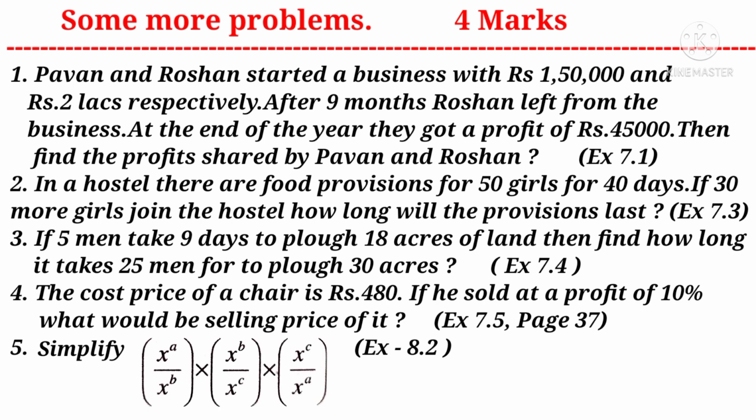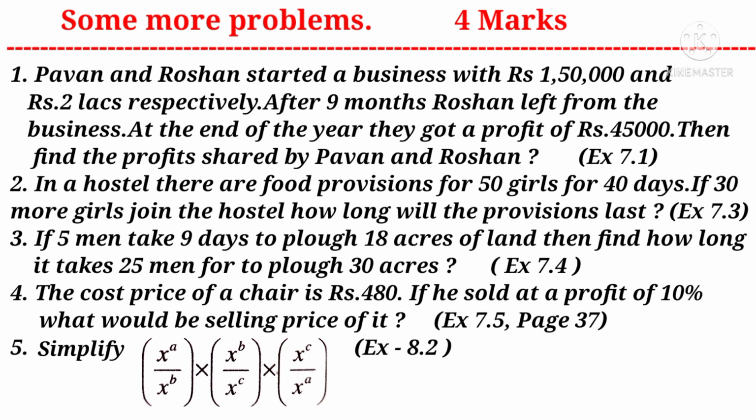Number 2, in a hostel, there are food provisions for 50 girls for 40 days. If 30 more girls join the hostel, how long will the provisions last? It is a question from 7th chapter. Third question. If 5 men take 9 days to plow 18 acres of land, then find how long it takes 25 men to plow 30 acres. It is a question from 7th chapter.